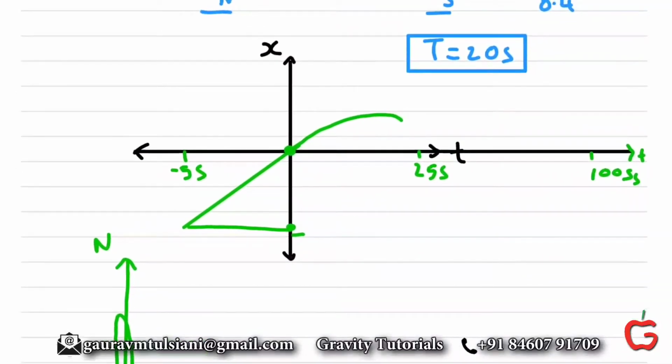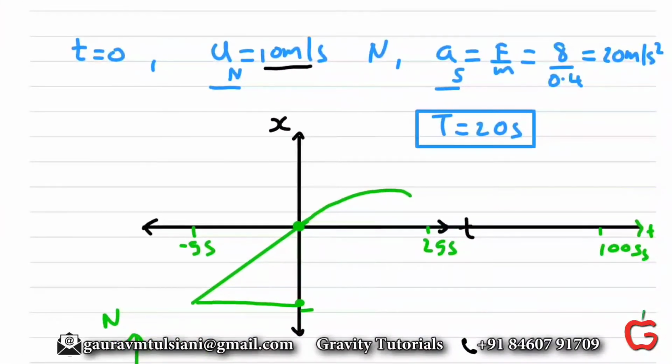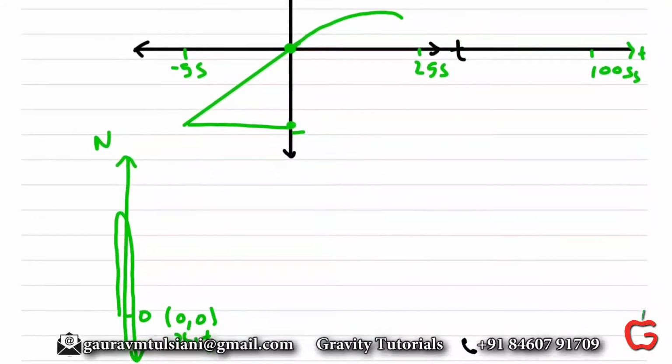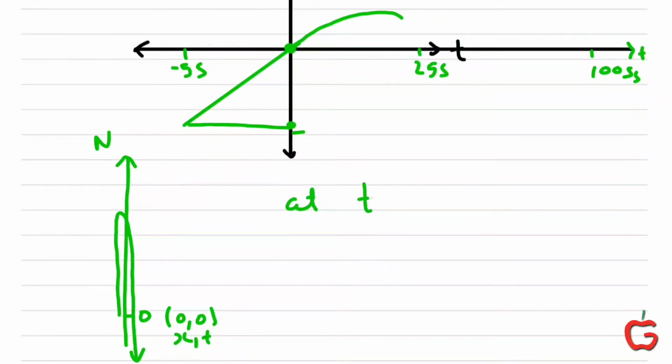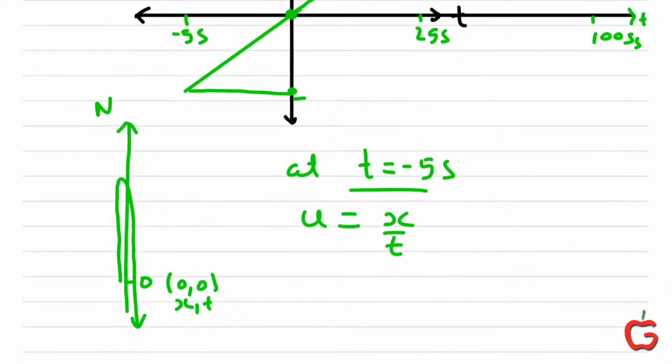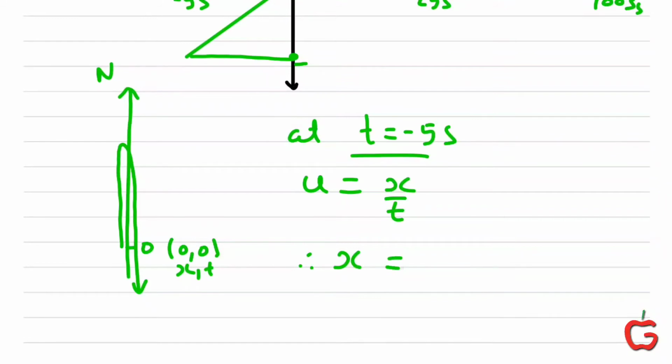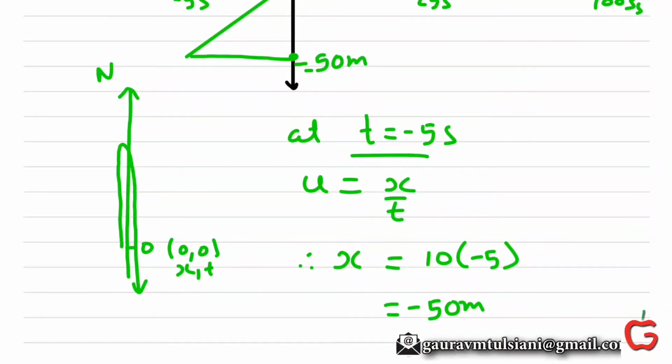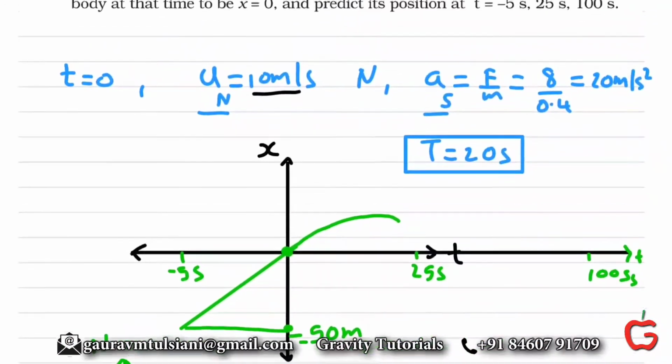Okay, so before 0 seconds, that is at -5 seconds, there is no acceleration. So at t equals to -5 seconds, we can simply use the equation for constant velocity, that is u equals to distance upon time. Therefore the distance would be u is 10 meter per second and time given is -5. So that is -50 meter. So at -5 seconds, the body would be 50 meters behind the 0. That is -50 meter.